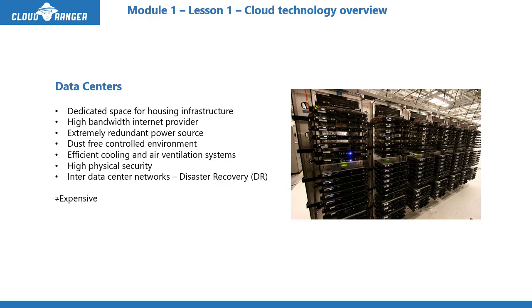It would provide you high physical security, so you could not just walk into that place and start meddling with the servers. There would be a lot of protection, access, and all that you have to go through to get there. And some of these data centers would provide you inter-data center networks for disaster recovery. So if something happened to this data center, and let's say it was in flames, you'd have a redundant data center located somewhere that would provide you your disaster recovery, or the DR site, what we used to call it.